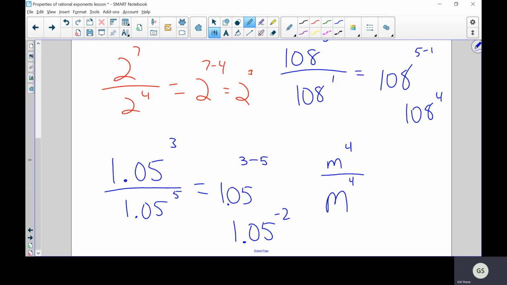What about the one over on the right? Keep the base. Keep the base. 4 minus 4. So we get this, m to the 0.